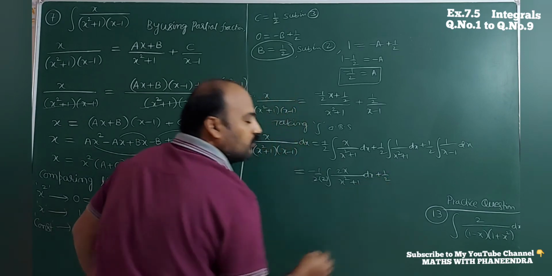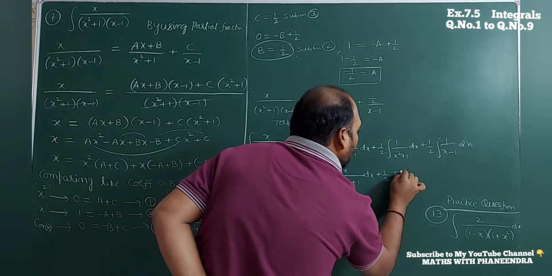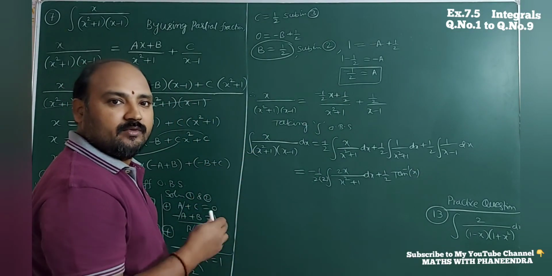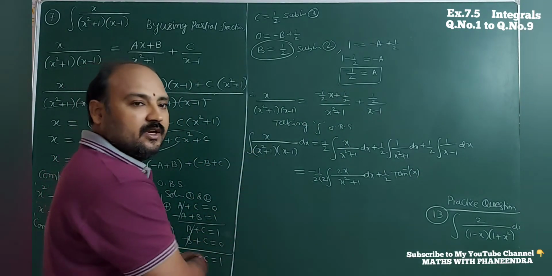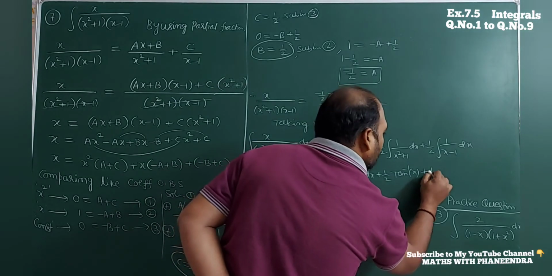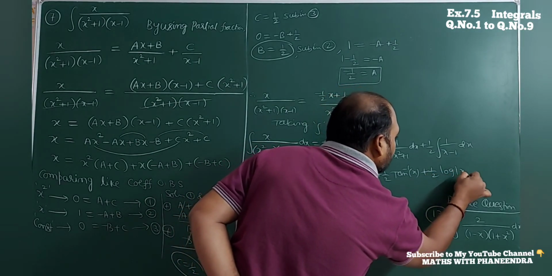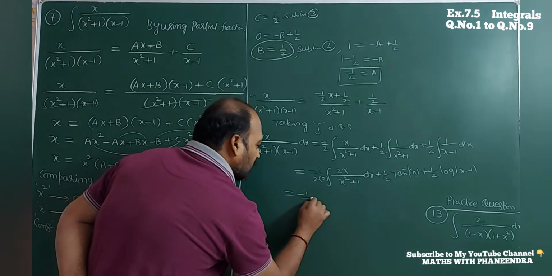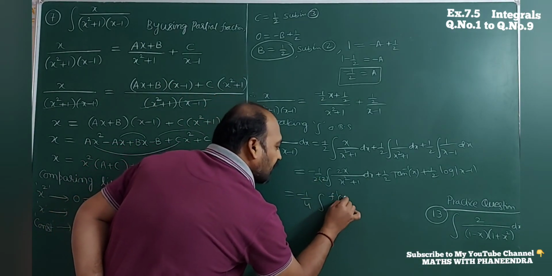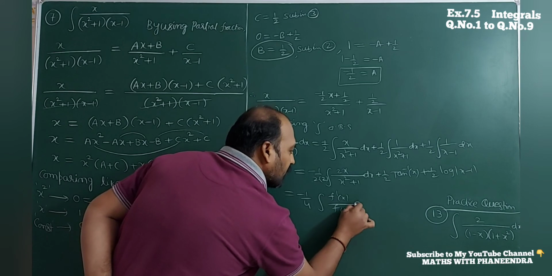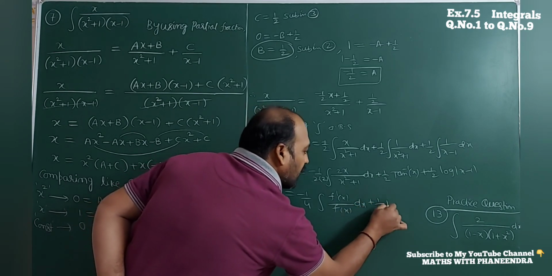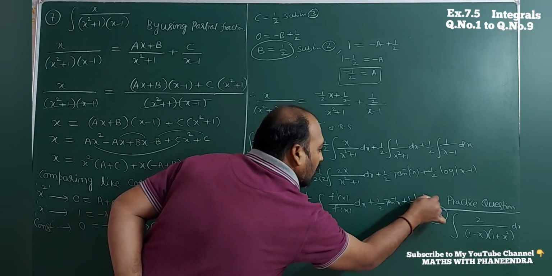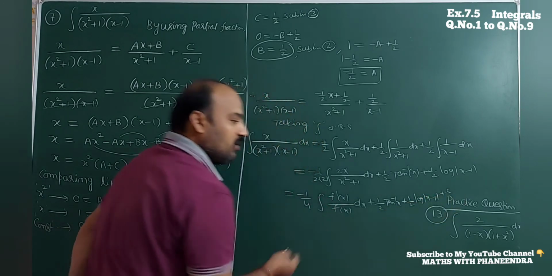So 1 by 2. This is the integral of 1 by x square plus 1, which is 1 by a into tan inverse x by a, and the a value is 1. So tan inverse x, plus 1 by 2 log mod x minus 1. Here also we will finish it. Minus 1 by 4 integral f dash of x by f of x into dx, plus half into tan inverse x, plus half into log mod x minus 1, plus c.